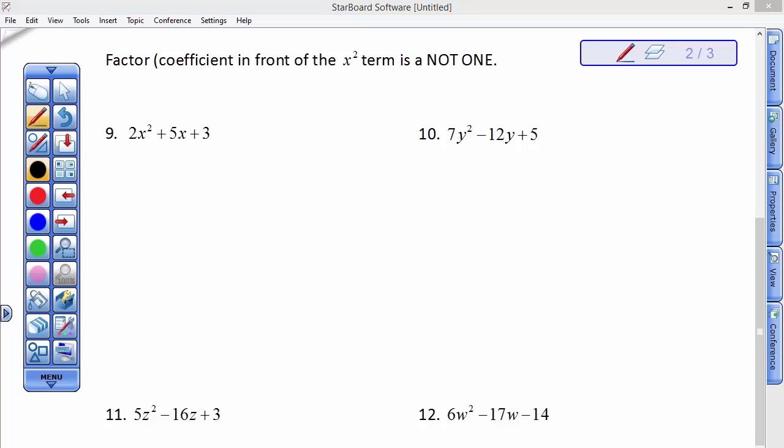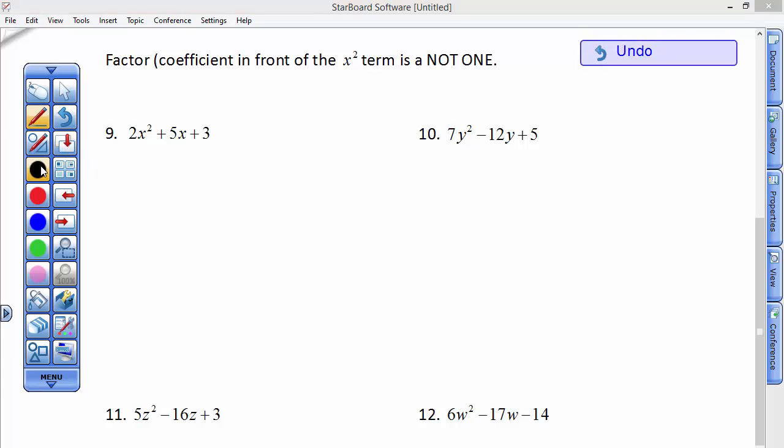So let's continue factoring trinomials. But now, would you notice that the coefficient in front of the x squared term is not a 1? This causes a problem. It makes it a little bit harder. So let's go ahead and talk about why first.